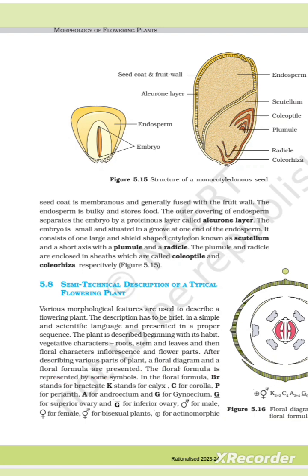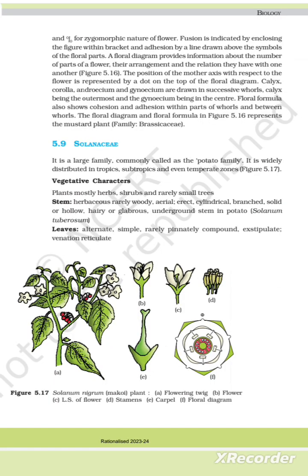The floral formula is represented by some symbols. In the floral formula, Br stands for bracteate, K stands for calyx, C for corolla, P for perianth, A for androecium and G for gynoecium. G with a line below for superior ovary and G with a line above for inferior ovary. Symbols for male and female, for bisexual, for actinomorphic, and a symbol for the zygomorphic nature of the flower. Fusion is indicated by enclosing the figure within brackets and adhesion by a line drawn above the symbol of the floral parts.